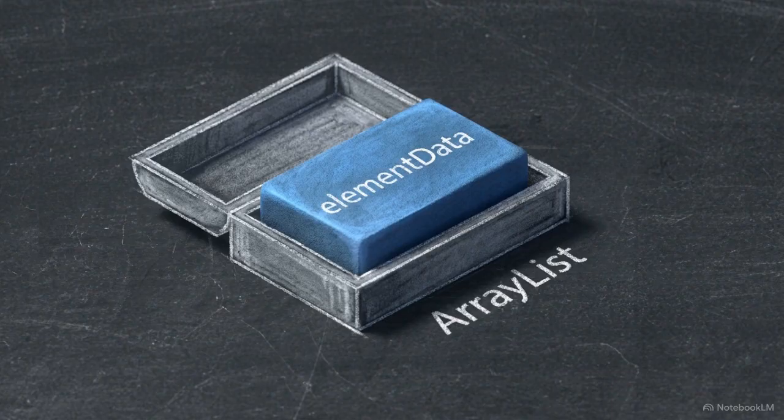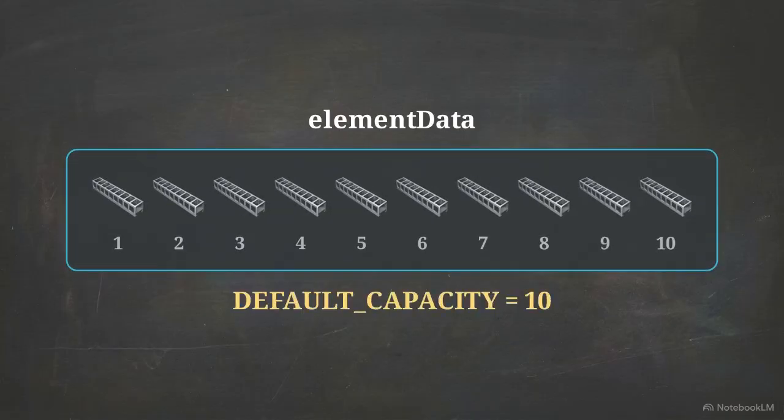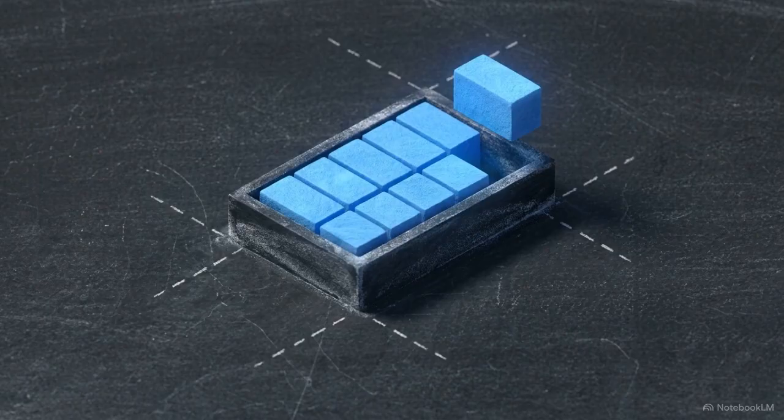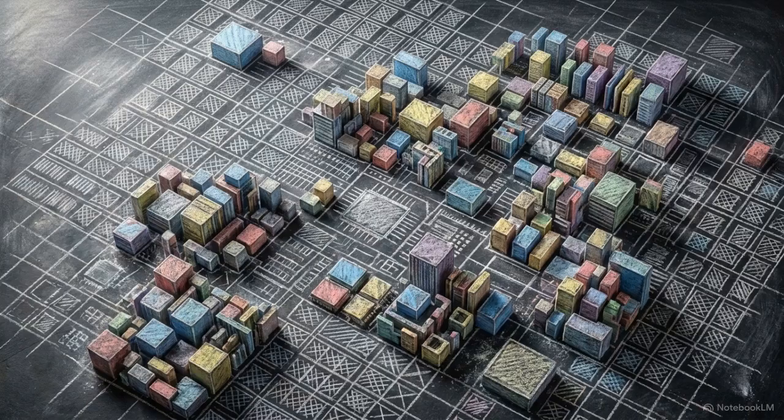Take the standard ArrayList. It is a wrapper over a rigid, contiguous memory block called elementData, which allocates exactly 10 empty slots by default when first initialized. The mechanical problem arrives on the 11th insertion. The JVM cannot simply append a new memory block to the end of the existing array, because heap memory is rarely contiguous for separate allocations.